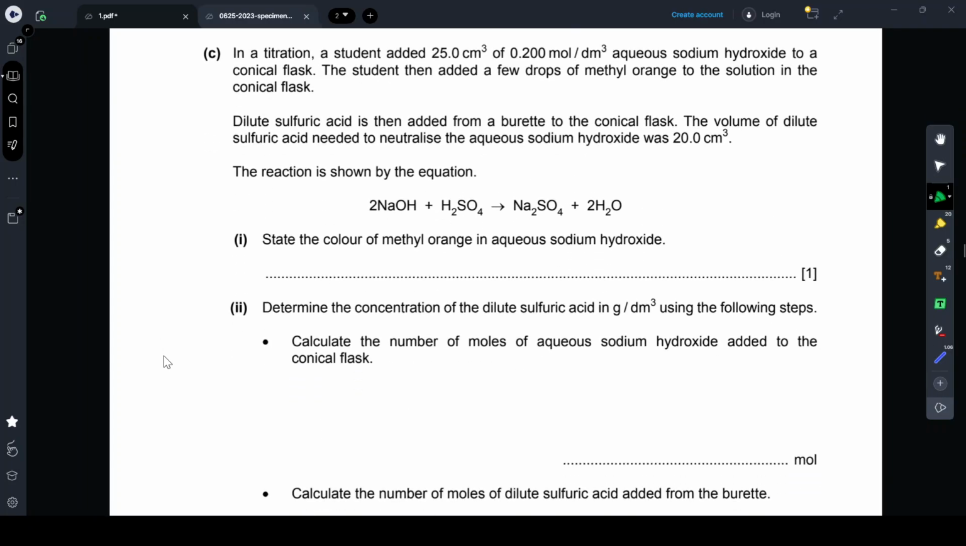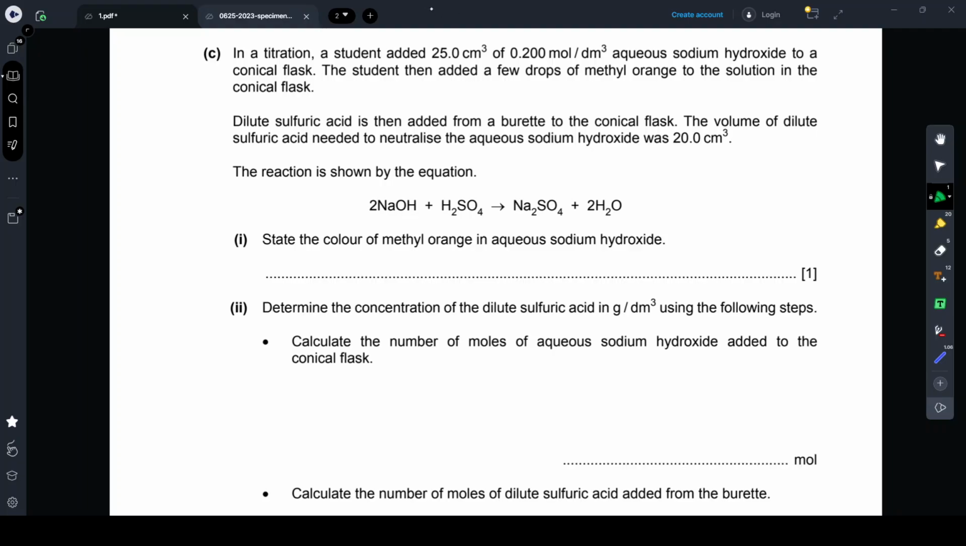Oh, titration. In a titration, a student added 25 cm3 of 2 mol/dm3 aqueous sodium hydroxide to a conical flask. The student then added a few drops of methyl orange to the solution in the conical flask. Dilute sulfuric acid is then added from a burette to the conical flask. The volume of the dilute sulfuric acid needed to neutralize the aqueous sodium hydroxide was 20 cm3.